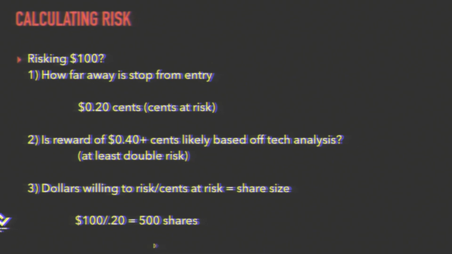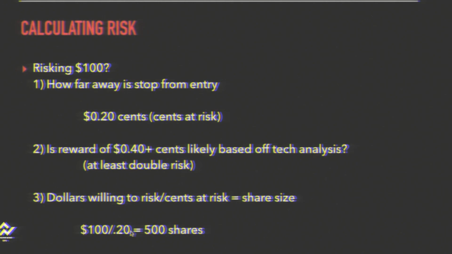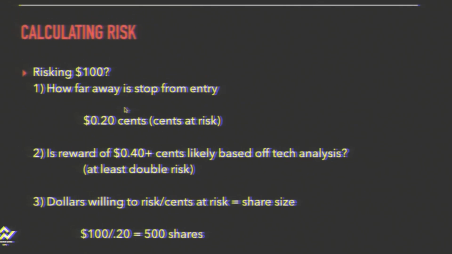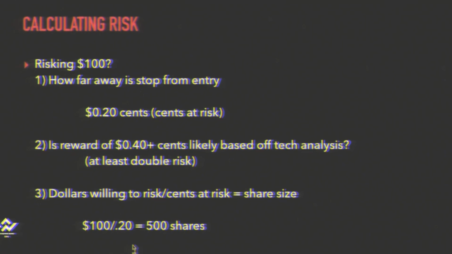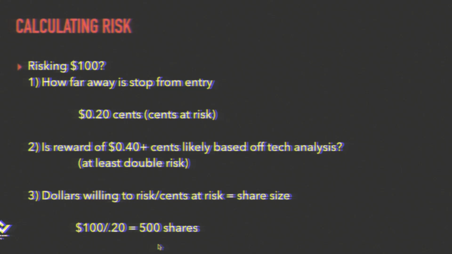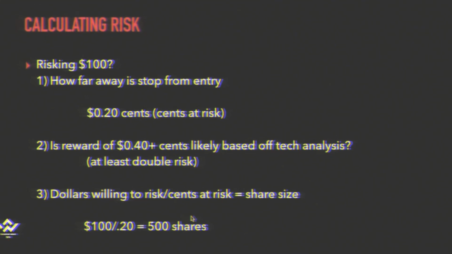out our shares. So what we're going to do is take the dollars at risk. So we're risking 100. We divide that by the cents at risk, 20 cents, the difference between our stop and our entry. That will equal our share size. So in this case, it equals 500 shares.